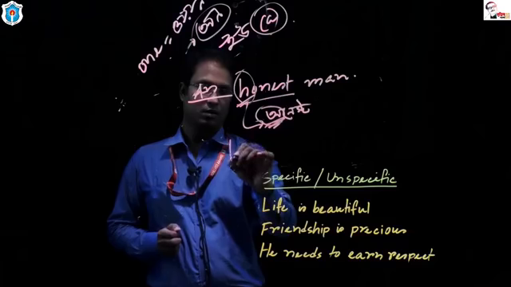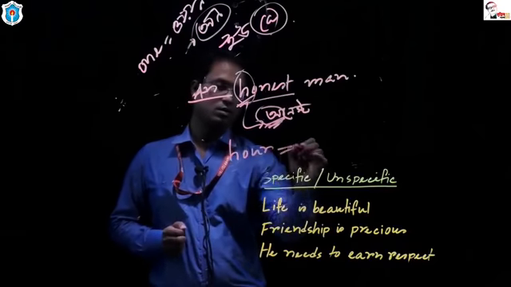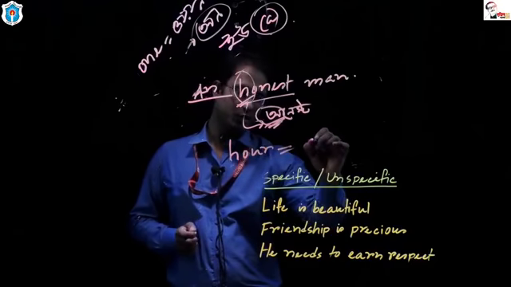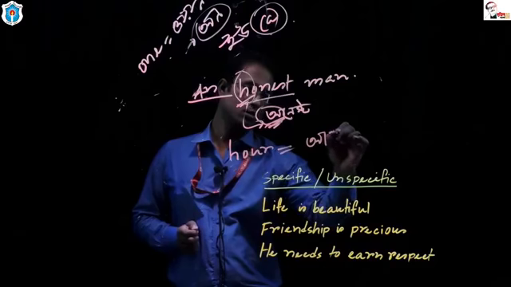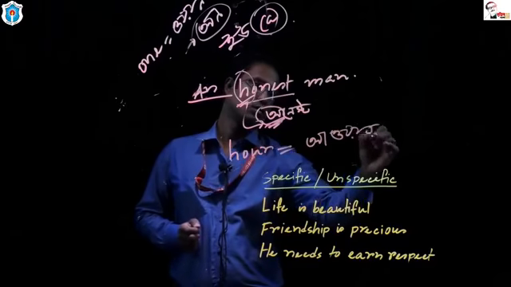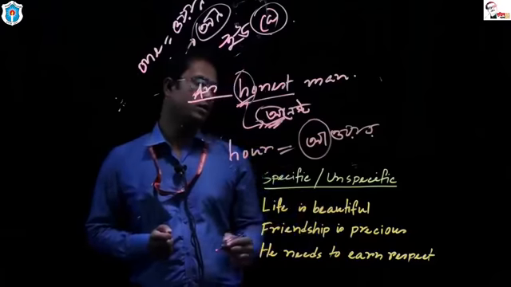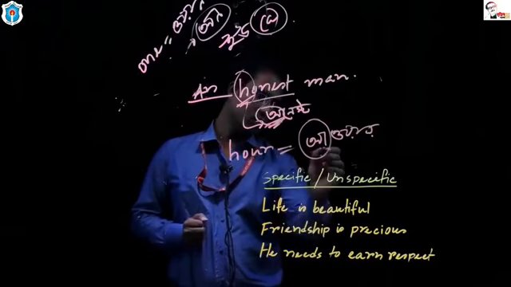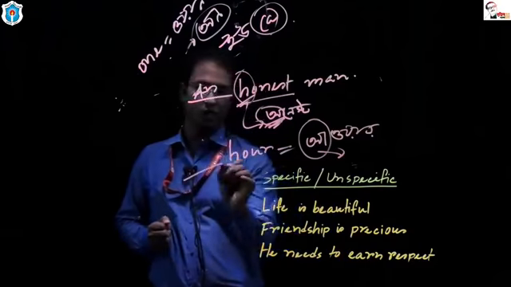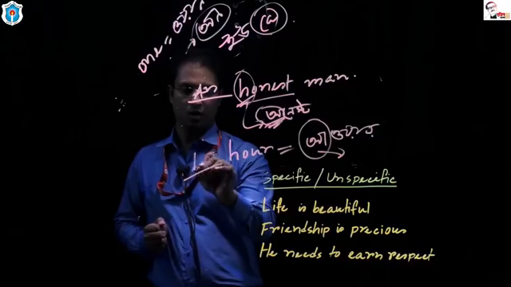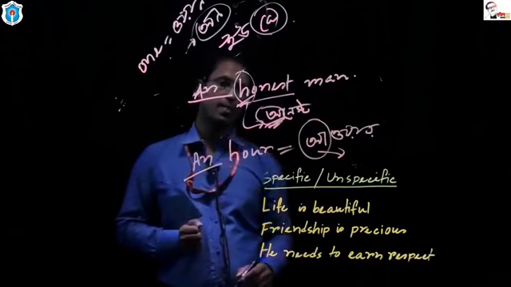Hour. The Bangla pronunciation is hour. So A is a vowel sound among the 11 vowel sounds. A is one of them. That's why we will use here an hour. Got it?